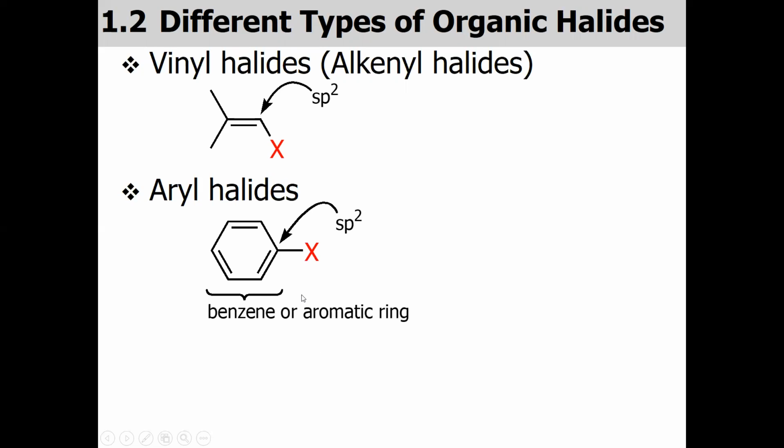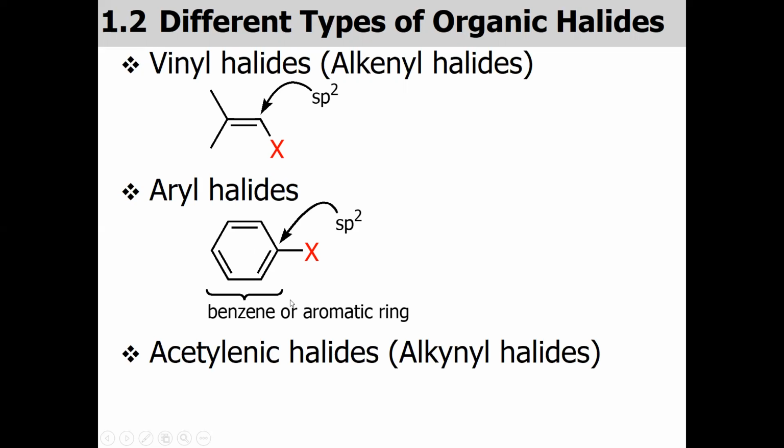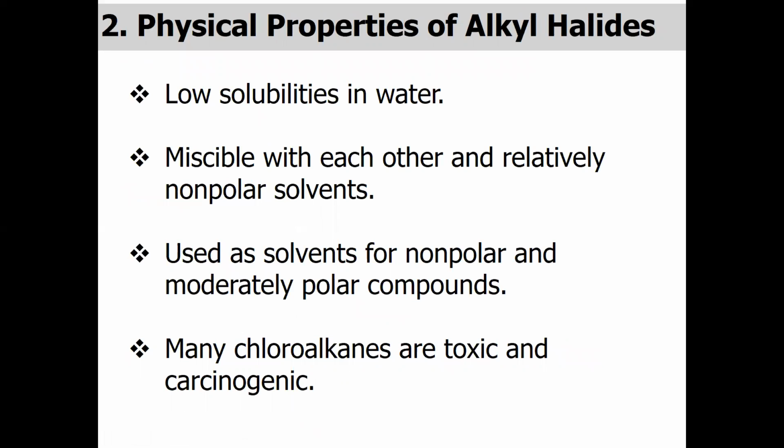When halogens are directly attached with the aromatic ring, this is known as the aryl halide or the aromatic halide. When halogens are attached with an sp carbon, or in the triple bond, it is also known as the acetylenic halide or the alkynyl halides. Now let us see some physical properties of alkyl halides.